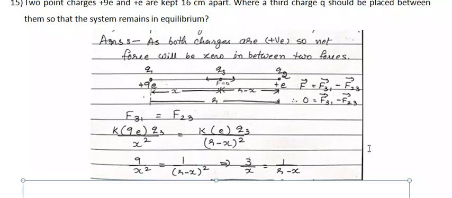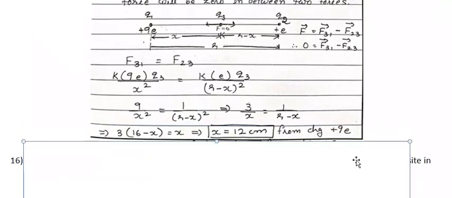So by solving this further, we will get the solution for the distance between q and q3, that is q1 and q3, is 12 centimeter.